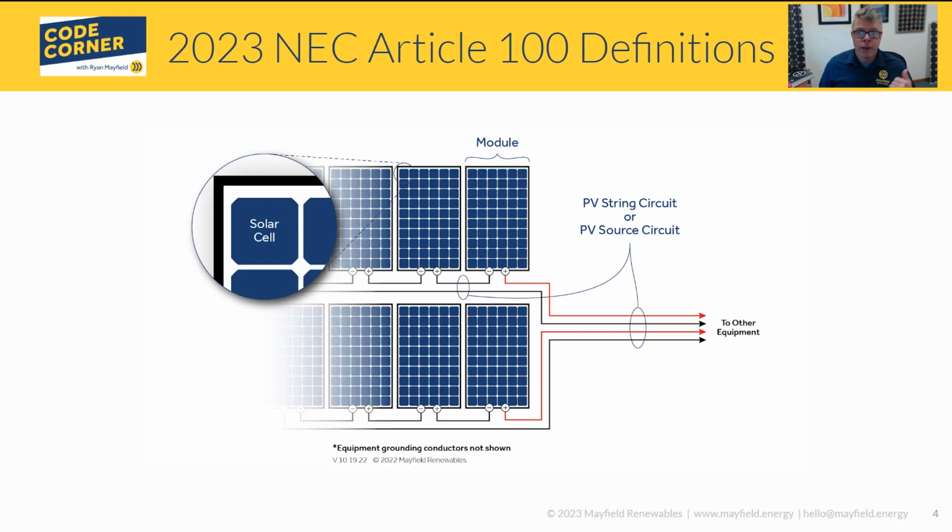So again, PV string circuit, PV source circuit, as you can see in the image here, one and the same thing as it's defined by code, and how we're going to treat it later on when we get into voltage calculations, when we get into current calculations and ampacity calculations. The way that we're treating those is really very, very similar.